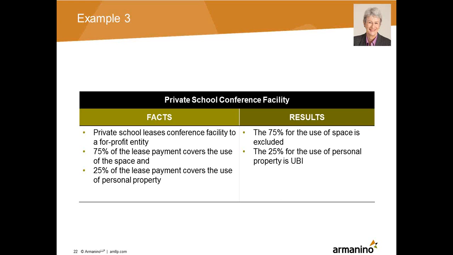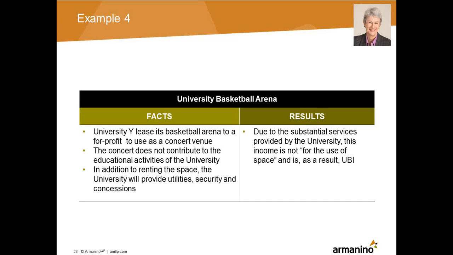Now let's look at example number 4. So now we have a university basketball arena. University Y is going to lease its basketball arena to a for-profit to use as a concert venue. And again, in this case, the concert does not contribute importantly to the educational activities of the university. In addition to renting the space, the university will provide utilities, security, and, here's the kicker, concessions.